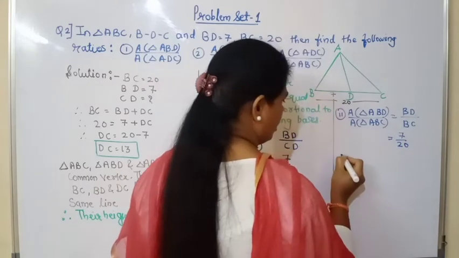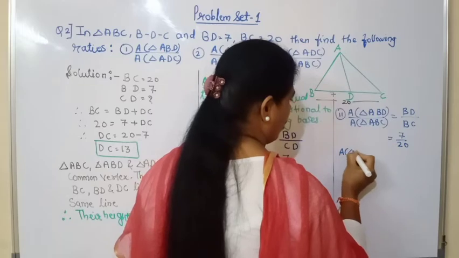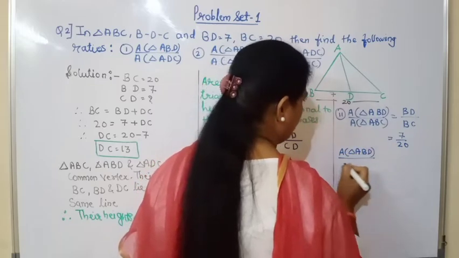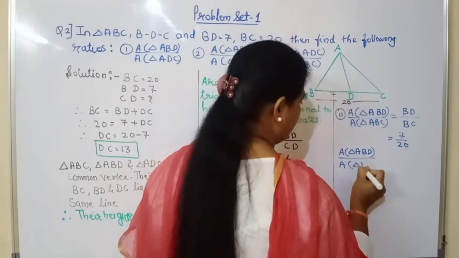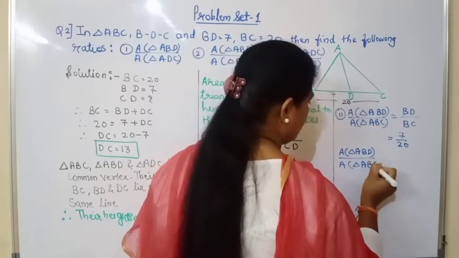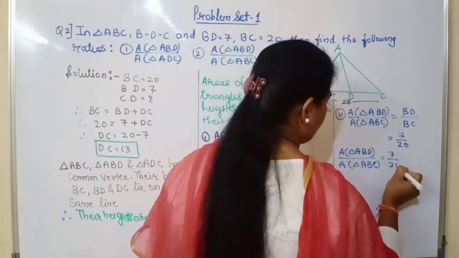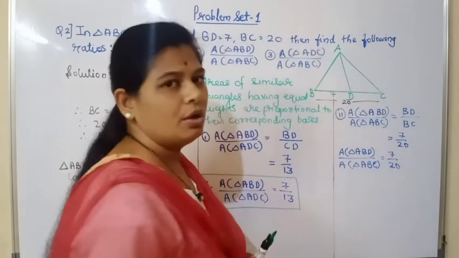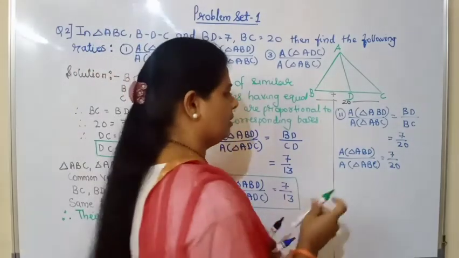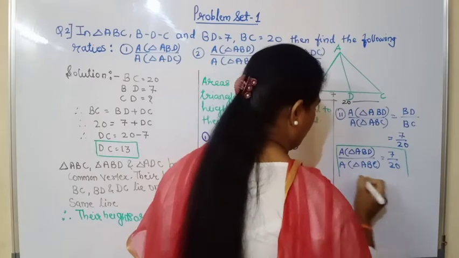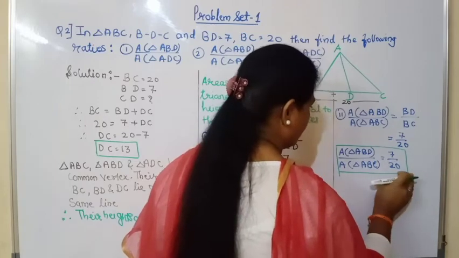So what we got is the ratio: area of triangle ABD upon area of triangle ABC is equal to 7 upon 20. In this way we have calculated the value of our second ratio. Now let us go to number 3.